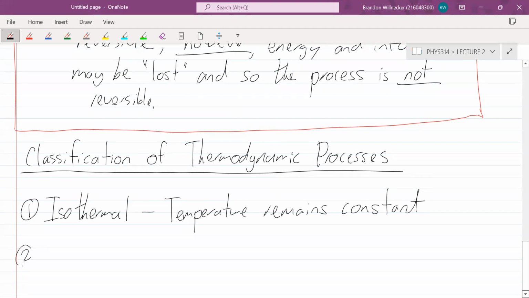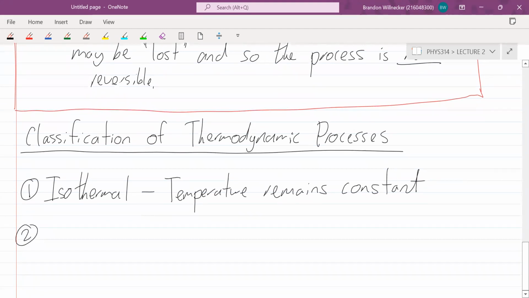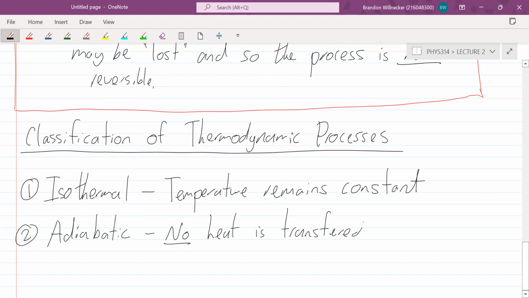Okay. The second category is adiabatic. And here, no heat is transferred. So remember what heat is. Heat is like work being done. It's the flow of energy from one system to another.